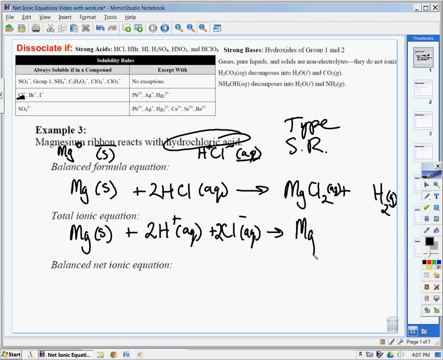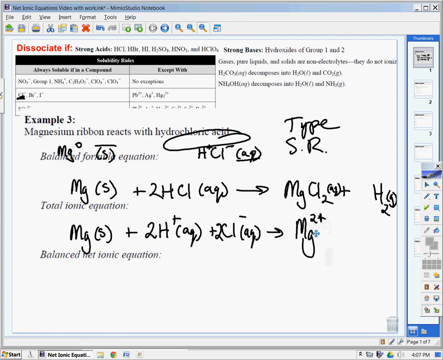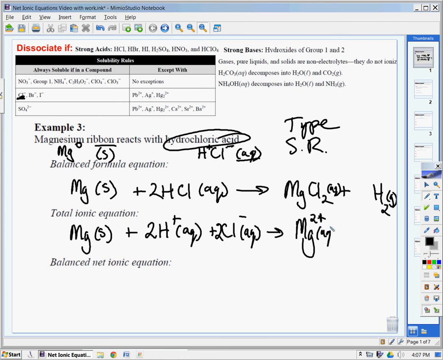Magnesium chloride actually is ionic because it was soluble. So Mg is now 2+. It's aq, and there's 2 chlorides still, which are negative and aqueous, and the hydrogens are still hanging out as well, and they're gaseous.